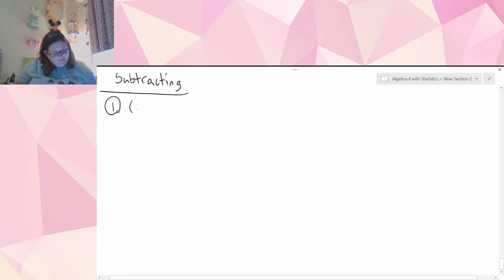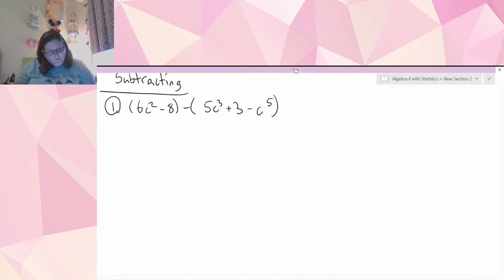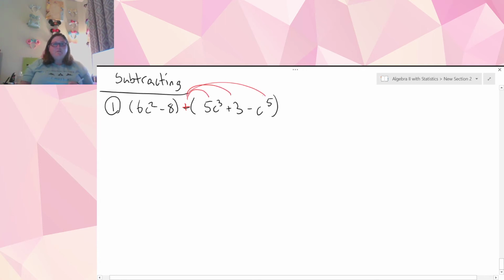So if I have 6c to the second minus 8 minus 5c to the third plus 3 minus c to the fifth, what we're going to do is we're going to take this negative in the middle and we're going to turn it into a positive. And the reason we're going to do that is because we're going to give the negative to everything in the parentheses. So we're going to distribute that negative. So anytime you multiply a number by a negative, it just flips the sign. So we're going to flip all of our signs.